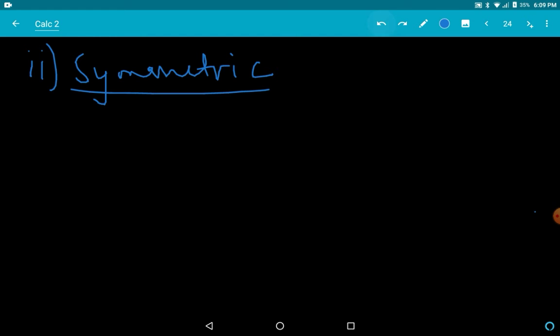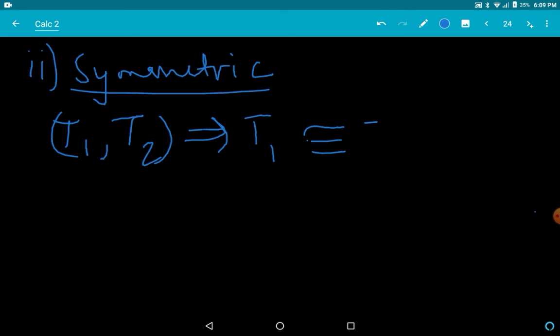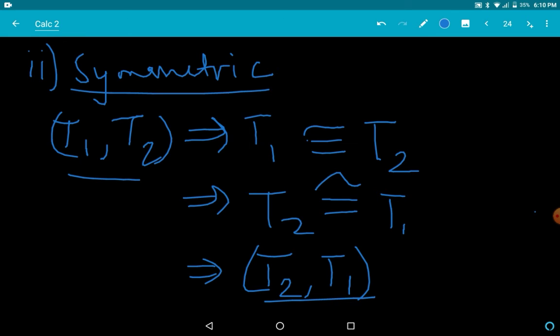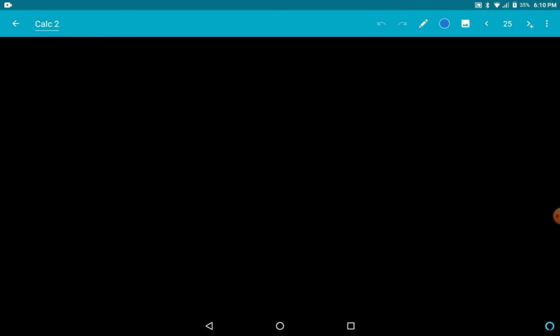See, now let's take two triangles T1 and T2. What does this mean? T1 is congruent to T2. This can also be written as T2 is congruent to T1, and this I can write as (T2, T1), like this statement. So see, if AB belongs to R, then BA belongs to R. This is what I am showing you.